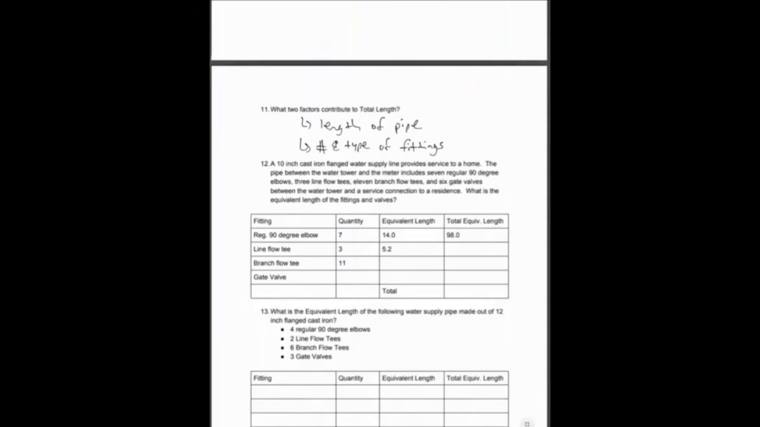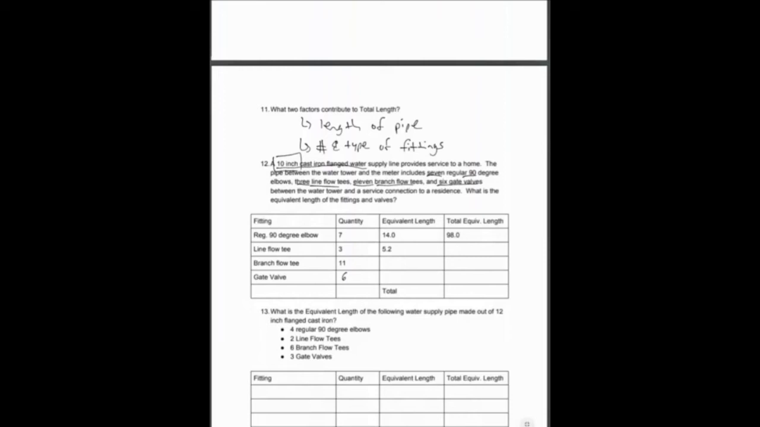All right, so in number 12, we have 10-inch cast iron flanged water supply line. And then we have 7 90-degree elbows, 3 line flow T's, 11 branch flow T's, and 6 gate valves. All right, let's write that in, 6 there. According to the table, again, for 10-inch pipe, a 90-degree elbow is 14 feet. A line flow T is 5.2 feet.